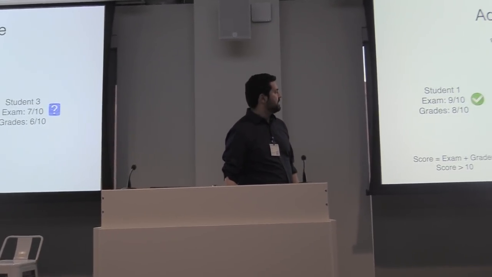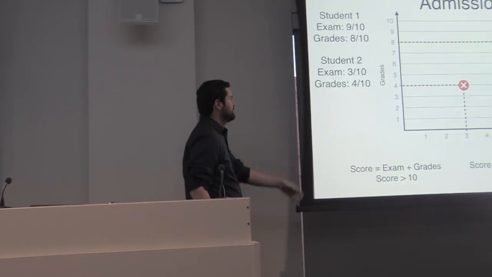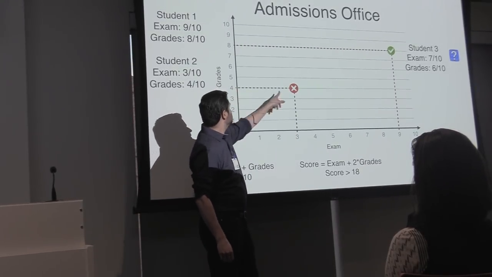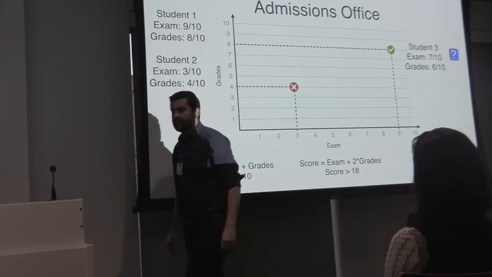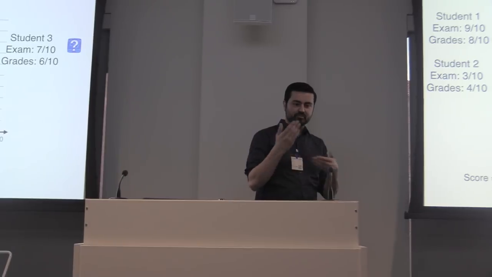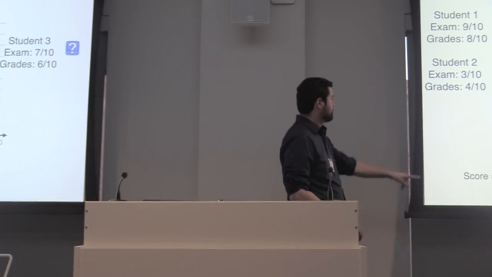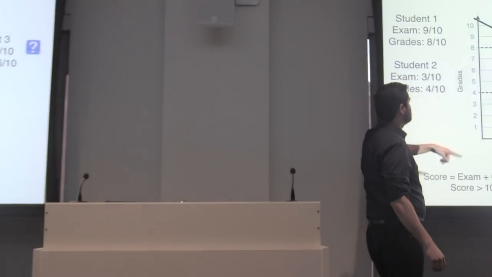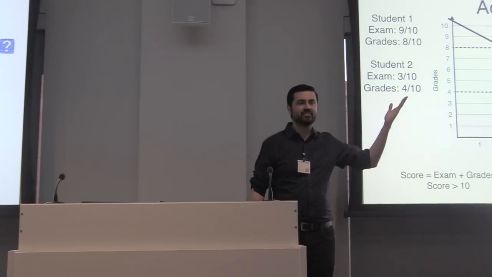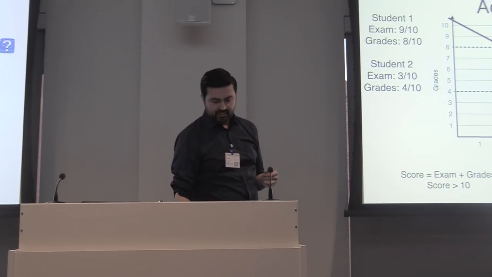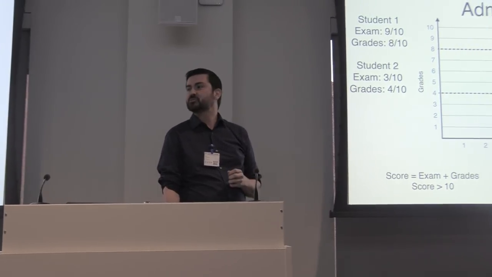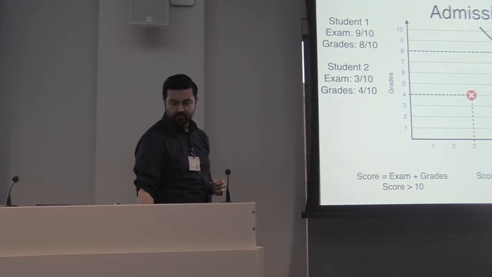So let me look at this in a graphical way. We're going to put the students on a graph where here's the exam and here's the grades. The student who got 3 in the exam and 4 in the grades is here, and the other one is at 9, 8. Now our models are lines. The line that says your average is bigger than 5 is this line. This is the line where anything on the top passes and anything underneath fails, because on the top the sum is bigger than 10 and on the bottom the sum is less than 10. So it could be that line. If it's this line, it's actually this one: the exam plus 2 times grades equals 18. So those 2 are valid models.